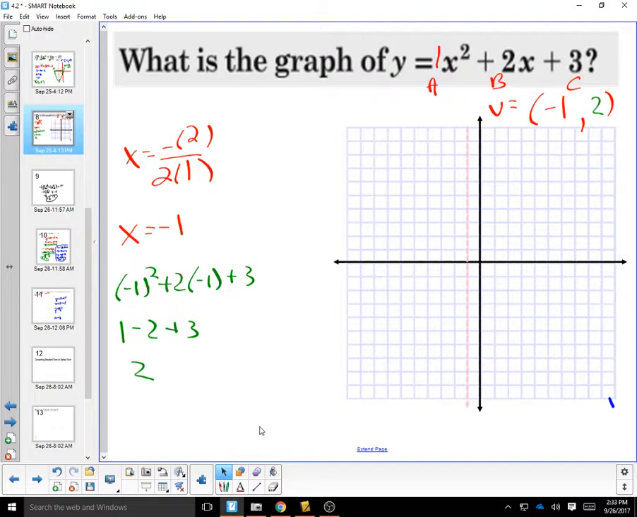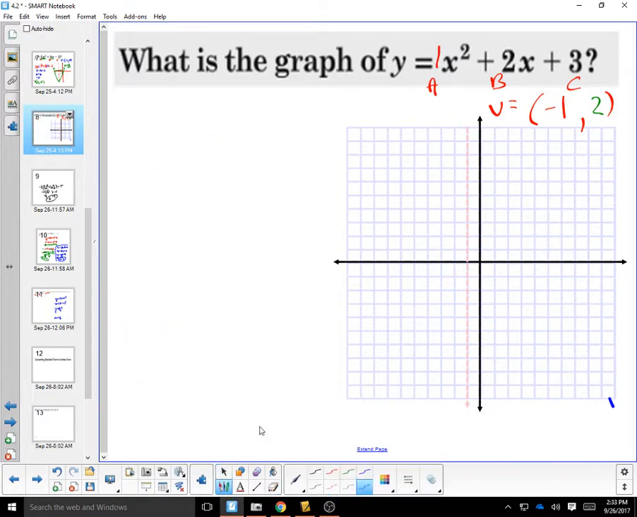Okay? Well, let's take this step by step. What are the 3 things that we need in order to do the vertex form? We need h, k, and a, right? So let me write those down. I'm going to get rid of this work here. So I need a, I need h, and I need k, because I have to write y equals a times (x minus h) squared plus k.